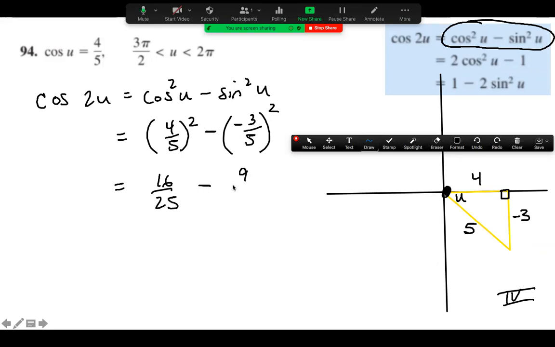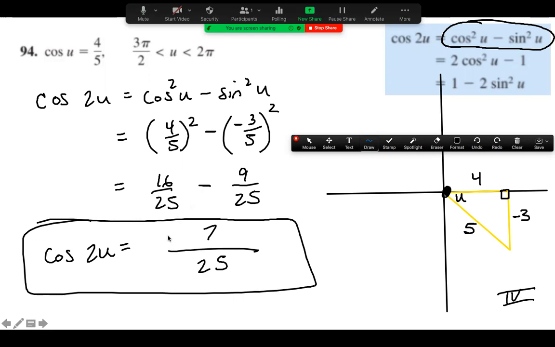-3 squared is 9. 5 squared is 25. So I have common denominators, so I consolidate to a denominator of 25. Subtract the numerators, folks. 16 minus 9 is 7. So my cosine of twice the angle is 7 over 25. All right. So chew on that for a minute. So the last thing to do is to find the tangent of twice the angle.